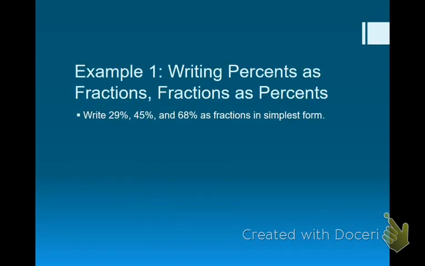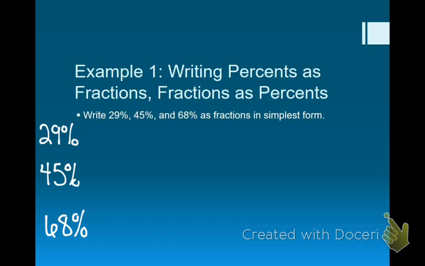All right, so in example 1, we're going to write a percent as a fraction, and then on the next slide, we're going to write a fraction as a percent. So we have each one of these percentages. What I want you to do is first write the original percentage. So right underneath each other, you're going to write 29%, 45%, and 68%. Okay, 29%, 45 and 68.